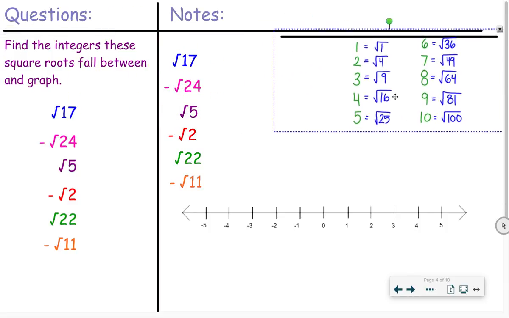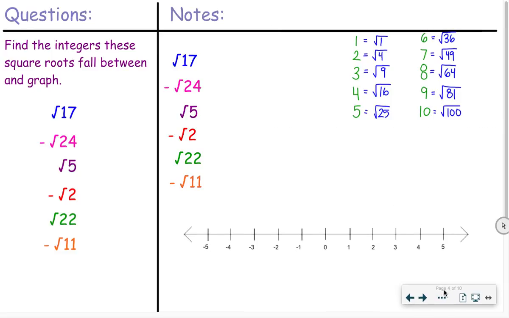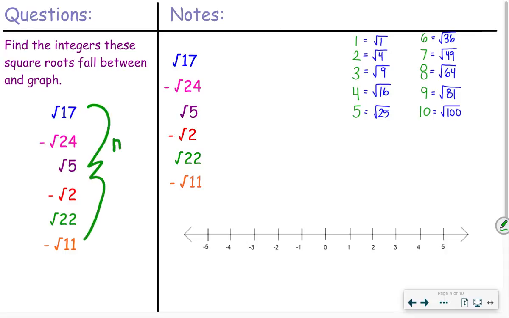All right, so on this page, we are going to look at a bunch of different square roots and place them onto a number line. So write down the directions: find the integers these square roots fall between, and graph. What you'll notice about all of these square roots is they are all non-perfect squares. So none of them are going to go directly onto a number on the number line. They're all going to fall in between two numbers on our number line, two integers on our number line.